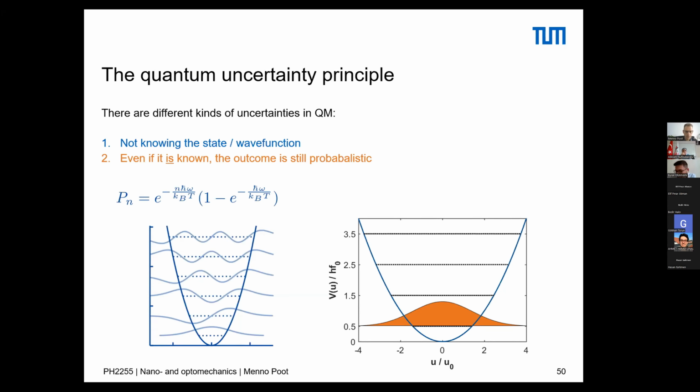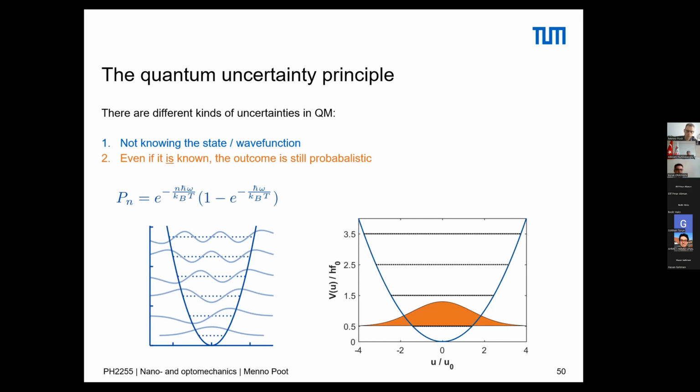But still, even if we now measure it and ask ourselves what is the eigenstate in which we are, or we cool it down to very low temperatures so that we can be sure that we are in the ground state, then still, even if this state is known, the outcome is still going to be probabilistic. So we already looked at the example when we are in the quantum ground state, then we know for sure this is the wave function, this is the energy.